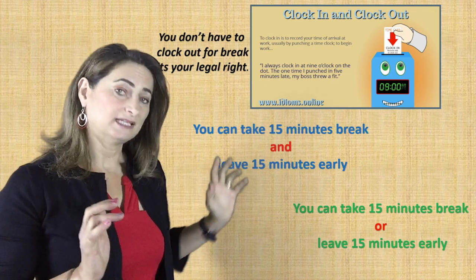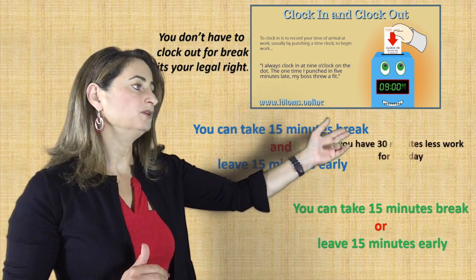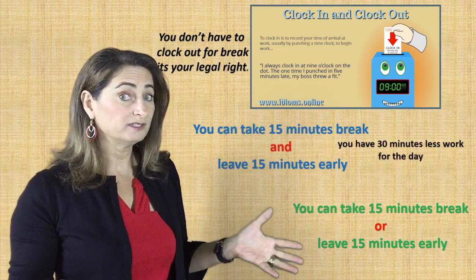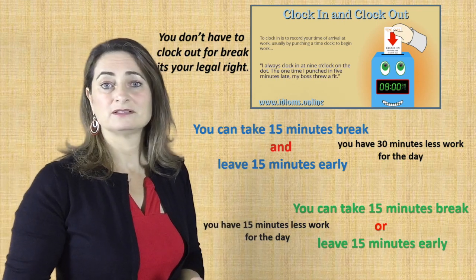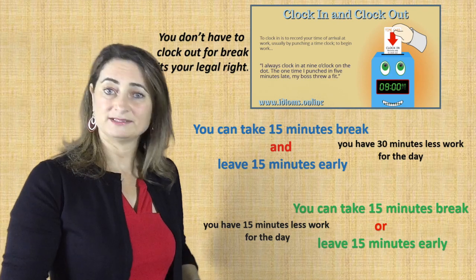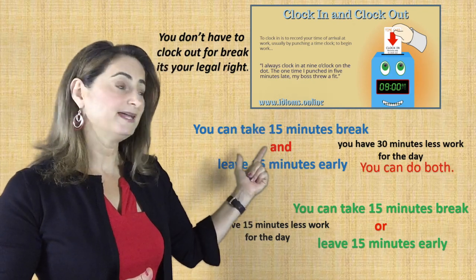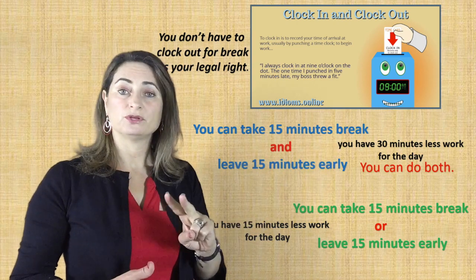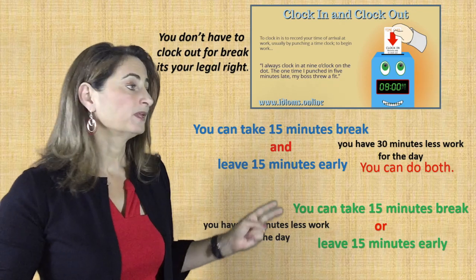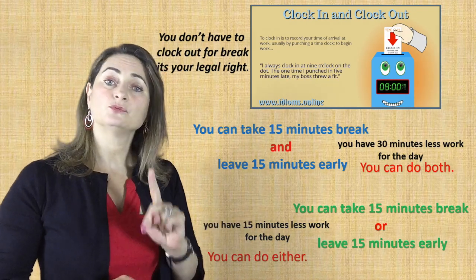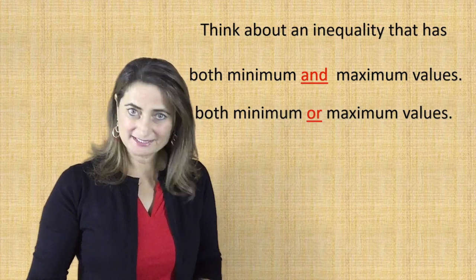Now, the difference is, and you can think about this many different ways. The first one is maybe you have 30 minutes less work for the day, or you only have 15 minutes less work that day. Also, I can think about this first one with the and. That means you can do both. You can take the break and leave early. So you're doing both events. With the second one, you can only do one of them, not both. And this will take us to today's lesson.